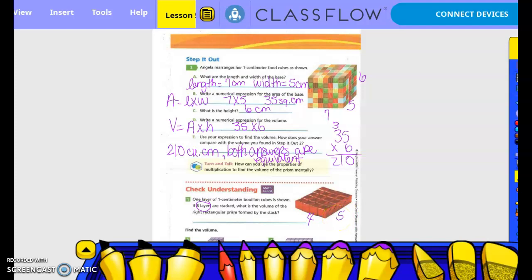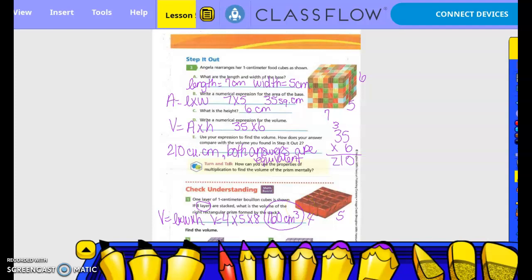Okay, so our formula is volume equals length times width times height. What is our length? 4. Our width is 5. And our height is 8. So 4 times 5 is 20. 20 times 8 is 160. So our answer is 160 centimeters cubed, or I could write cubic centimeters, correct?